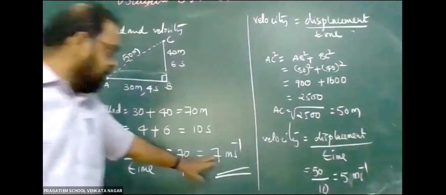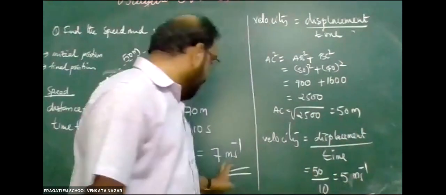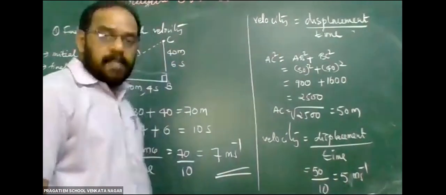See, there is a difference between speed and velocity. Speed and velocity both are not the same.